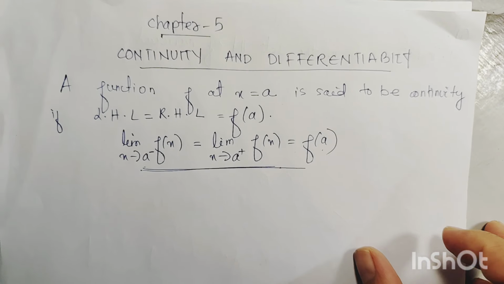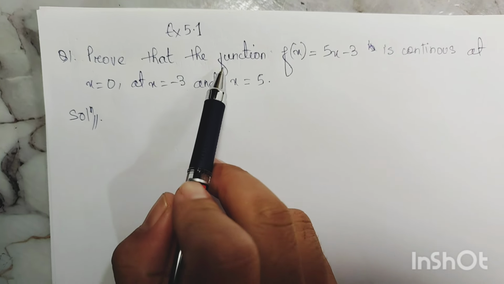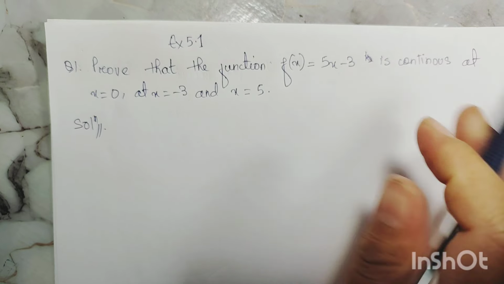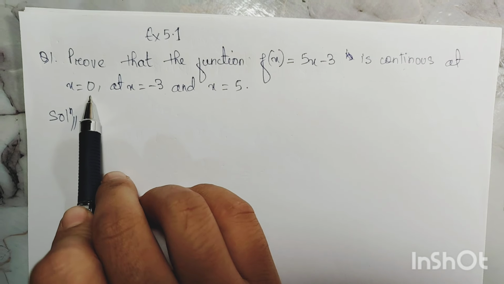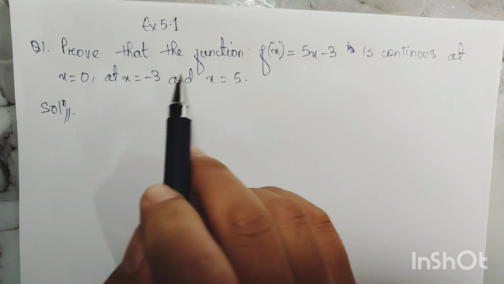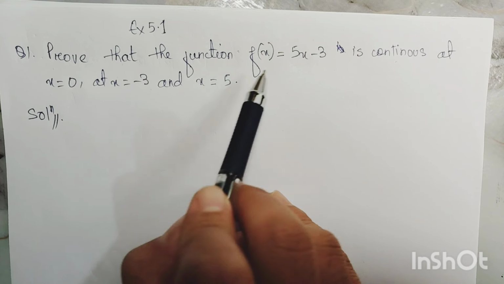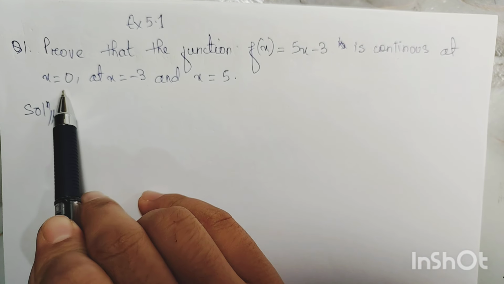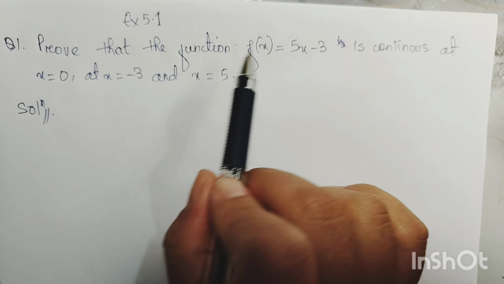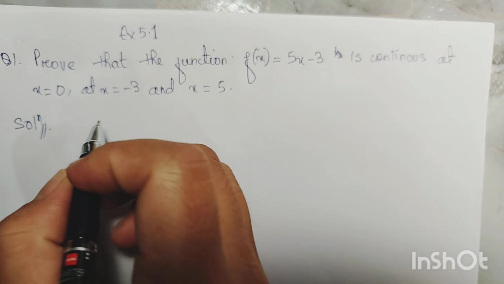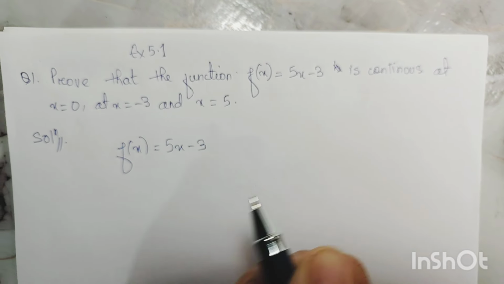Exercise 5.1, question number 1. Prove that the function f of x equals 5x minus 3 is continuous at x equals 0, at x equals minus 3, and at x equals 5. We have to prove that the function is continuous at x equals 0, minus 3, and 5. Let's prove it. The function is f of x equals 5x minus 3.